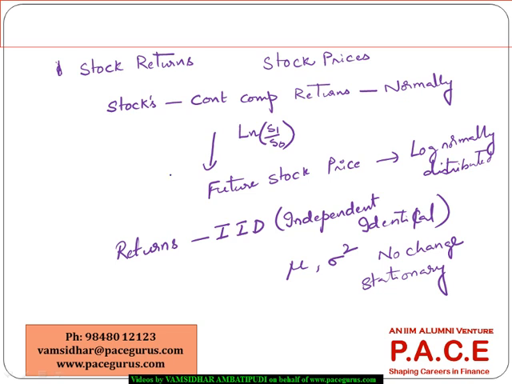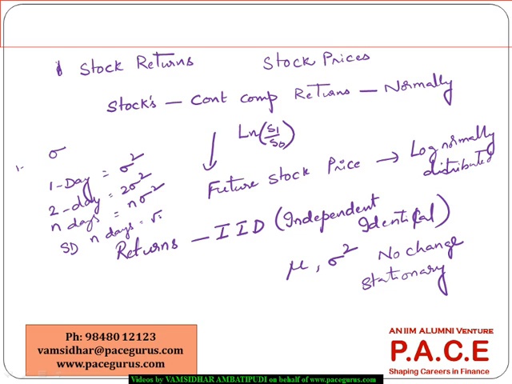Which means if the daily variance for one day is sigma squared, the variance for 2 days will be 2 sigma squared. The variance for n days will be n sigma squared because of those relationships. So obviously the standard deviation for n days will become the square root of n times sigma, because variance is directly getting added up, and the standard deviation is just the square root of the variance.